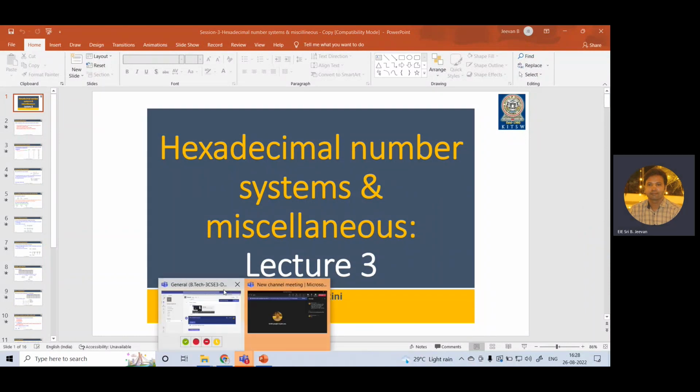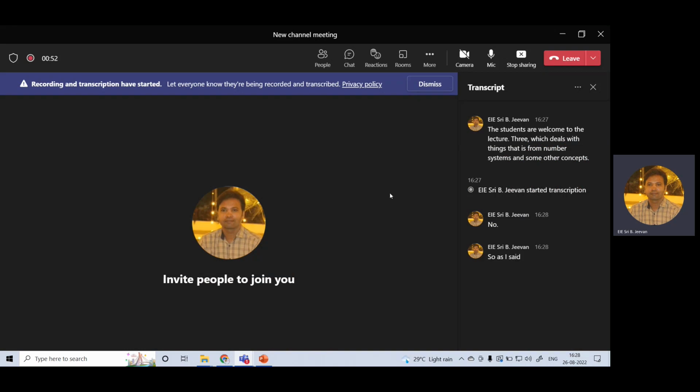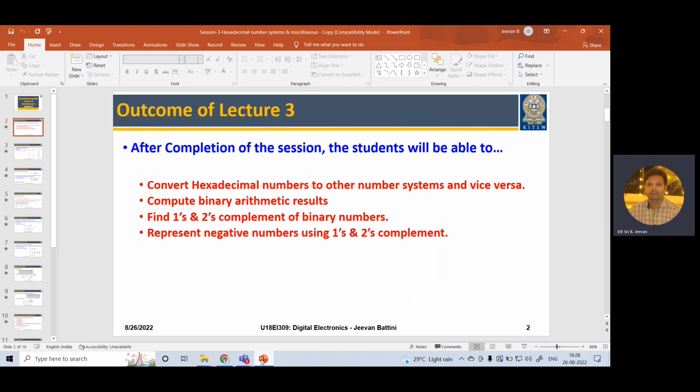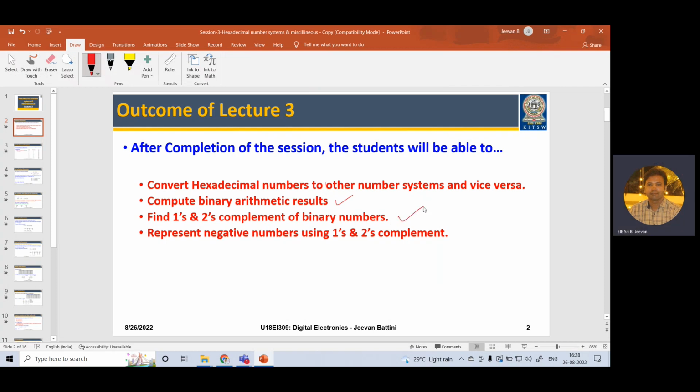As I said, hexadecimal numbers play a vital role in computer arithmetic. If you understand how to represent a decimal number as a hexadecimal number, then it will be very easy to calculate arithmetic operations on hexadecimal numbers. In this lecture, you will be able to convert hexadecimal numbers to other number systems and vice versa, compute binary arithmetic results, find the ones and twos complement, and represent negative numbers using ones and twos complement.